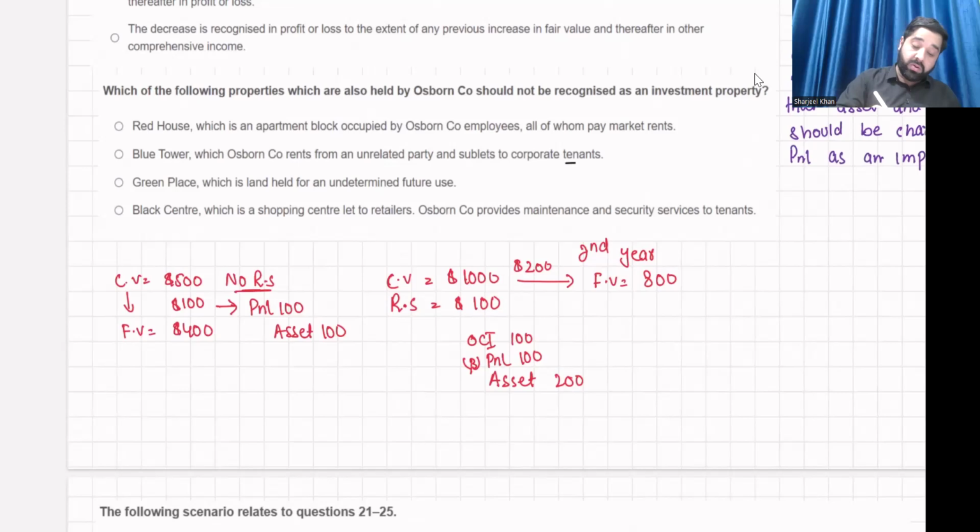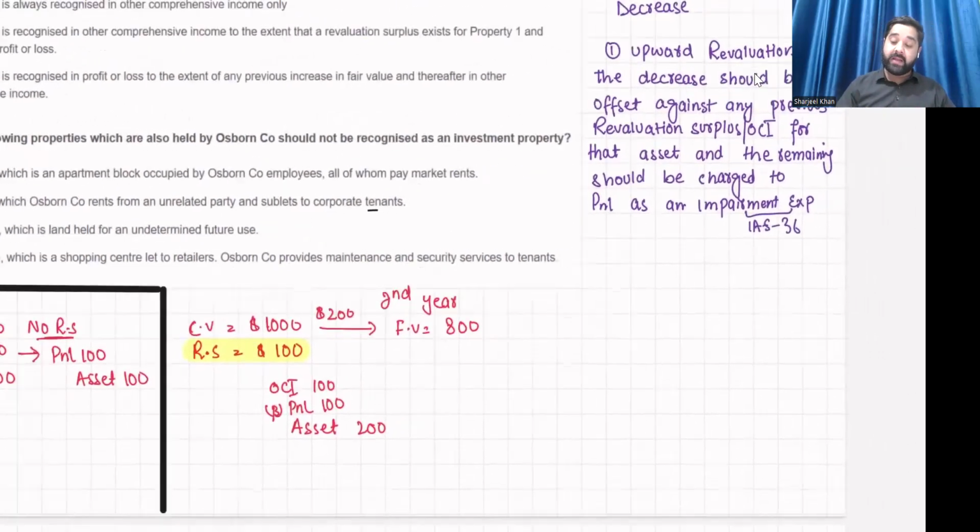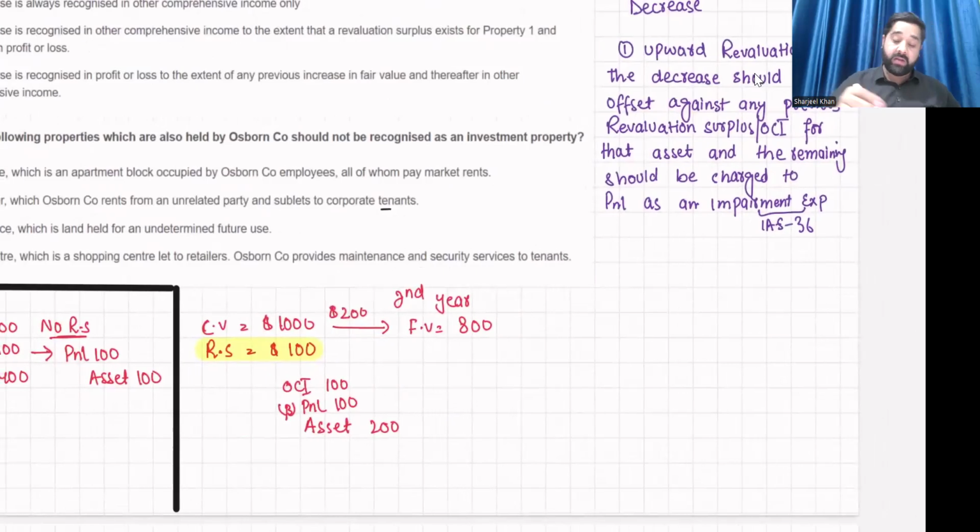Remember these two notes, right? First one, if no revaluation surplus is present, then the whole amount should be charged to profit or loss immediately as an expense. But if revaluation surplus is present for any asset, first the decrease in value should be offset against any revaluation surplus present, and then the remaining figure, or you may say the balancing figure, should be charged as an impairment expense to profit or loss. Clear to everyone?